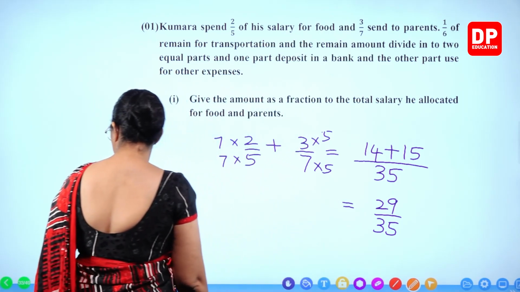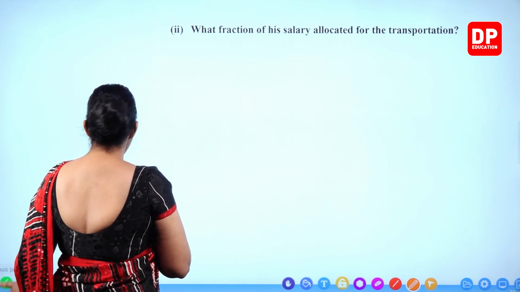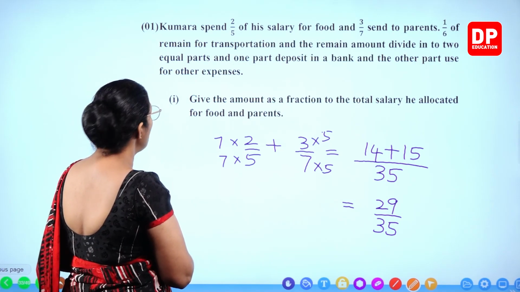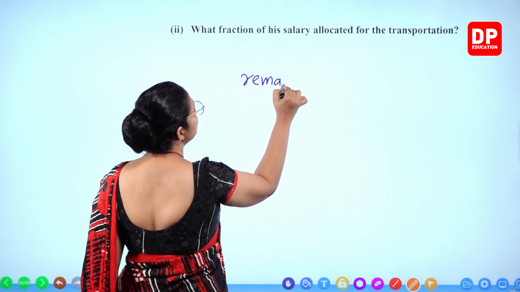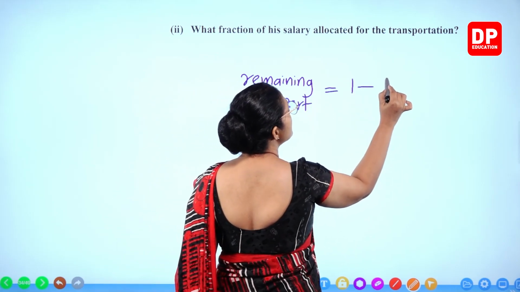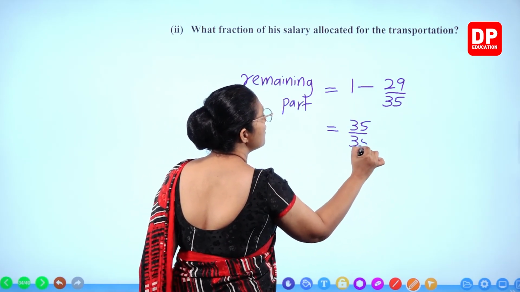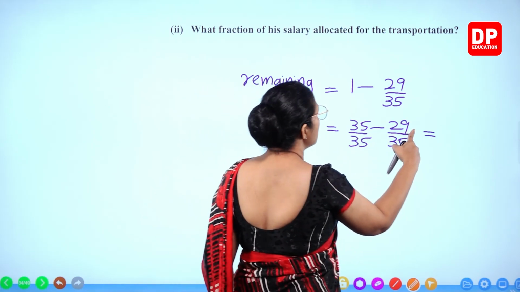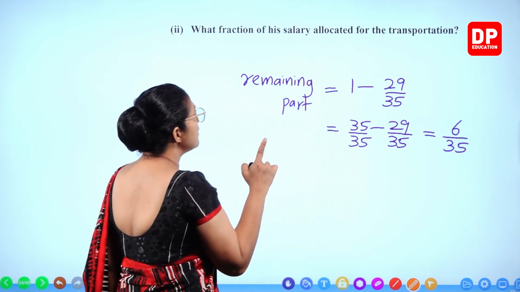Then let's take the next one. What fraction of his salary is allocated for transportation? It says 1/6 of the remaining for transportation. So you have to find out the remaining amount. The remaining part, we'll say 1 minus 29 over 35. 1 you can write as 35 over 35 and subtract 29 over 35. You get 6 over 35. That's the remaining part.